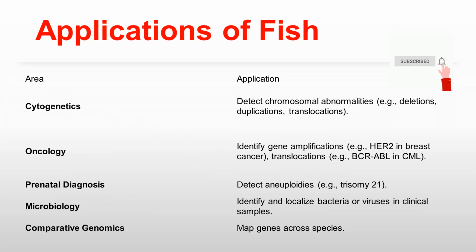Applications of FISH. Cytogenetics: detect chromosomal abnormalities, e.g., deletions, duplications, translocations. Oncology: identify gene amplifications, e.g., HER2 in breast cancer, and translocations, e.g., BCR-ABL in CML. Prenatal diagnosis: detect aneuploidies, e.g., trisomy 21. Microbiology: identify and localize bacteria or viruses in clinical samples. Comparative genomics: map genes across species.